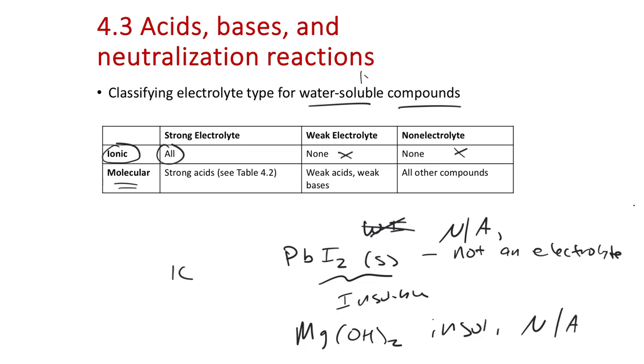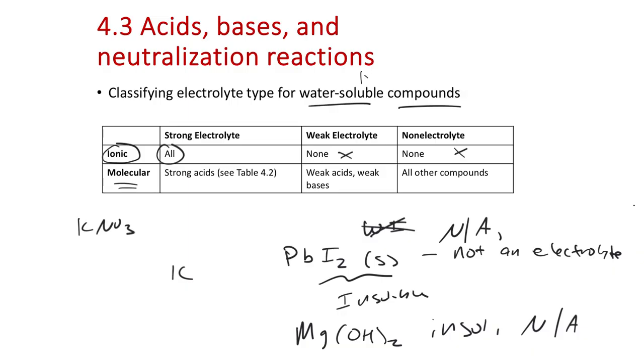If we then look at anything like KNO3, KCl, anything water soluble has to be a strong electrolyte. So if the compound's ionic and it's water soluble, it has to be a strong electrolyte in water. It has to be fully ionized.